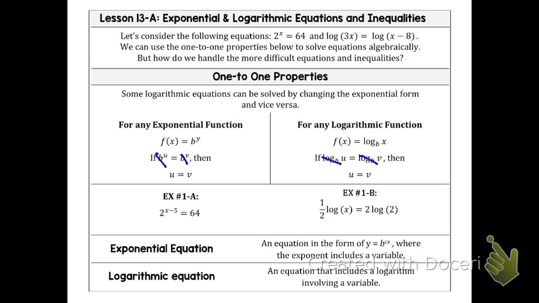Remember, an exponential equation is an equation in the form of y equals b raised to some cx, where the exponent includes a variable, and a logarithmic equation is an equation that includes a logarithm involving a variable. So just remember that an exponential equation has x in the exponent, whereas in a logarithmic equation, the variable is not in the exponent.